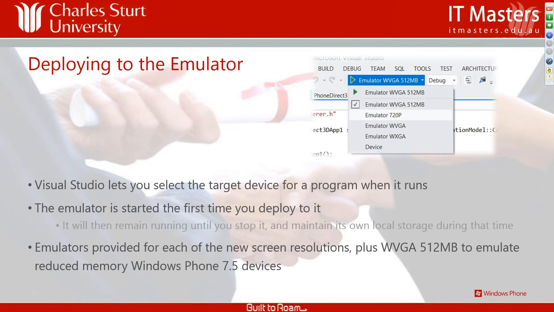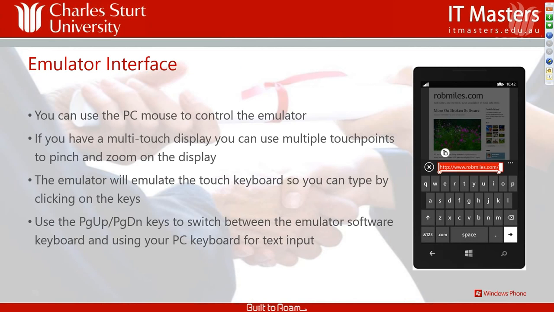As I mentioned, deploying to the emulator is simply a matter of selecting a different option in the drop-down, the target device. In the interface, again, it's mouse-based control. You'll notice that when you do select into a text box, the virtual keyboard comes up. This can actually be dismissed by toggling the Page Up, Page Down key. It does vary on some keyboards where it might be the Pause or the Break button, but you can dismiss that virtual keyboard and actually use the keyboard on your device.